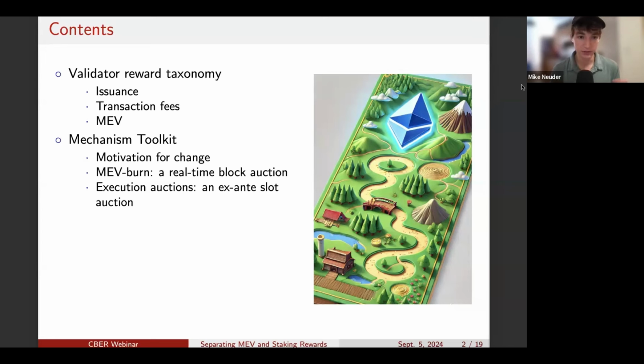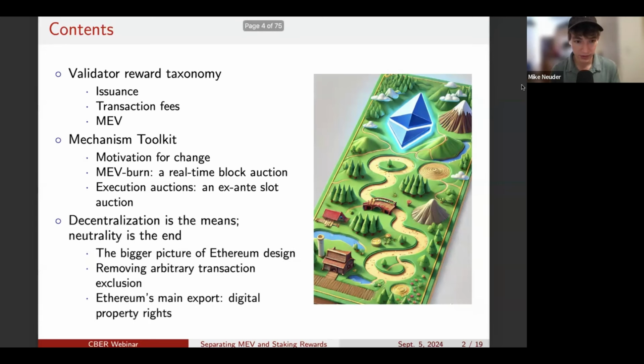And we'll talk about how these two mechanisms play off each other, and in particular, we'll focus on how they relate to the validator rewards. And then the third part of the talk will be a broader zoom out on decentralization as the means to neutrality. We'll talk about what neutrality means and how this discussion fits in the bigger picture of Ethereum design, especially around transaction exclusion and digital property rights, which I think are the main focus of Ethereum.